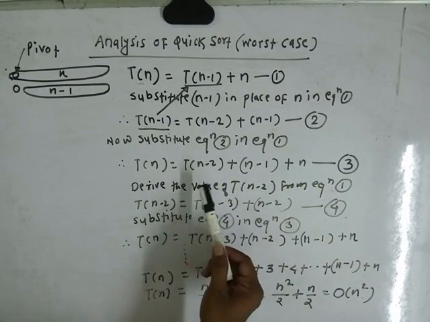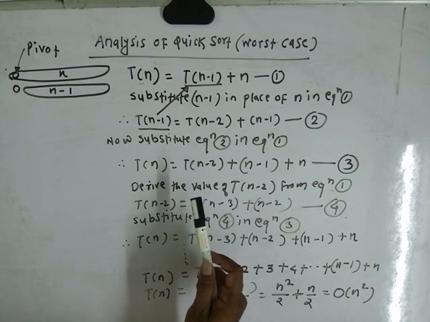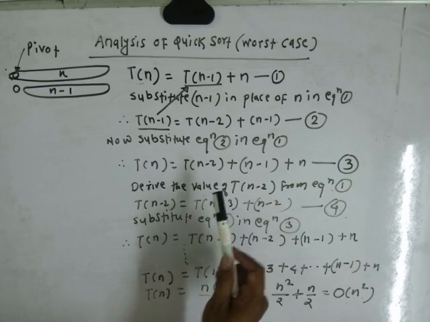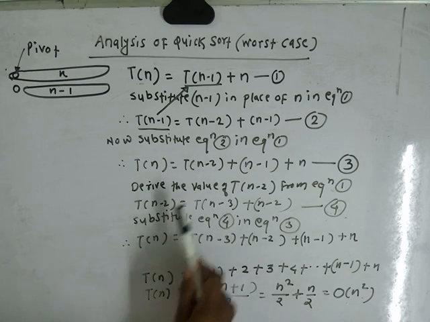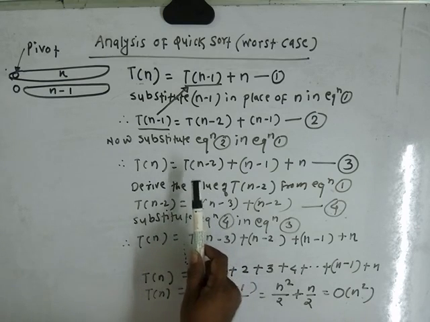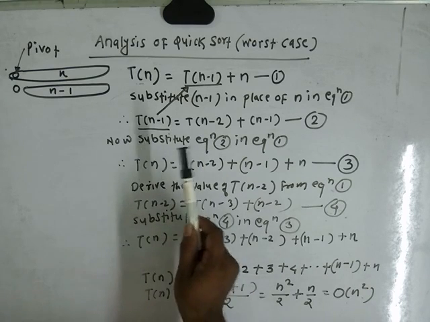Still we have T of n minus 2 in the right hand side, so we will not be able to get the answer to this recurrence equation unless we know the answer to this T of n minus 2. So again we will go to equation number 1 and derive the value of T of n minus 2 from equation 1 by substituting n minus 2 in place of n everywhere.